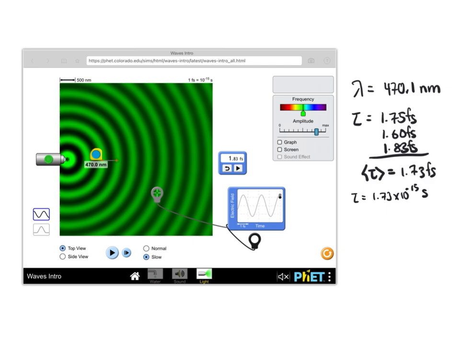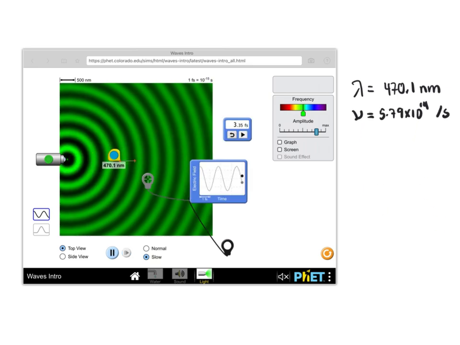If I want the frequency, I will need to take 1 over this value, and the frequency is then 5.79 times 10 to the 14th per second. When I take 1 over this number, I also have to take 1 over the units, right? And so you can see that the frequency of this wave is very, very large because there are lots and lots of waves that pass this point in 1 second.